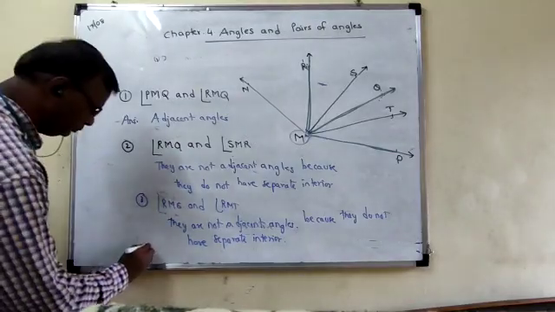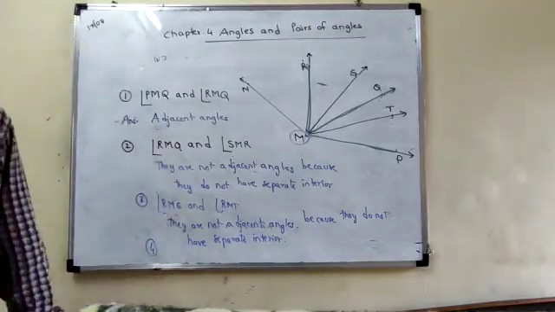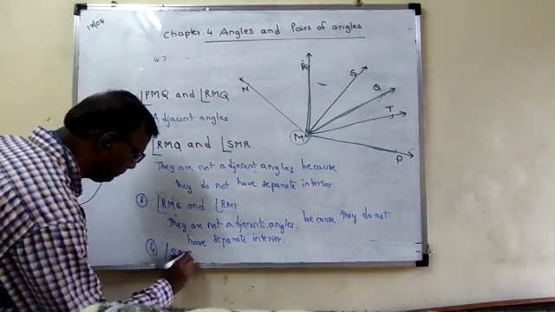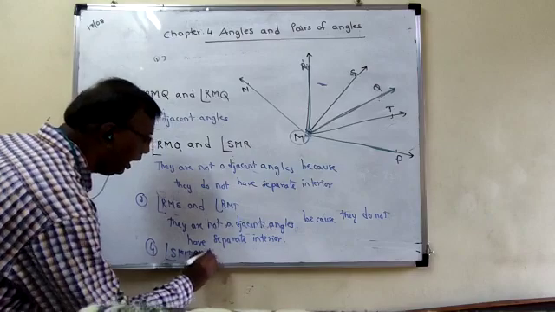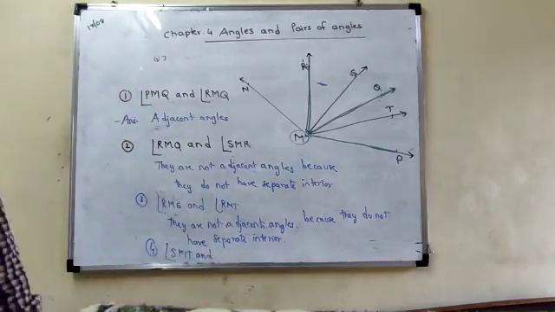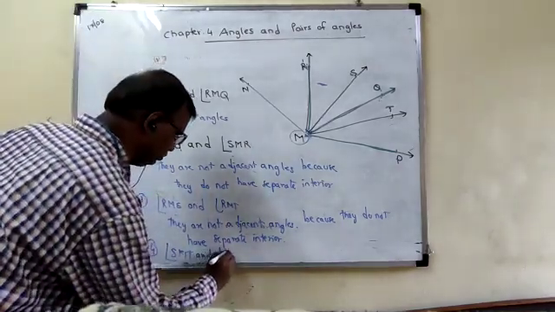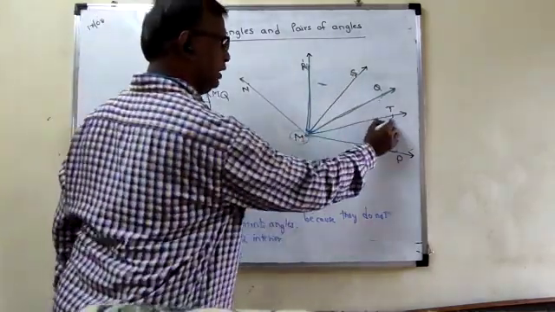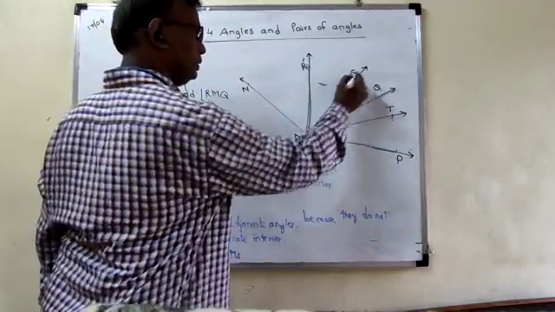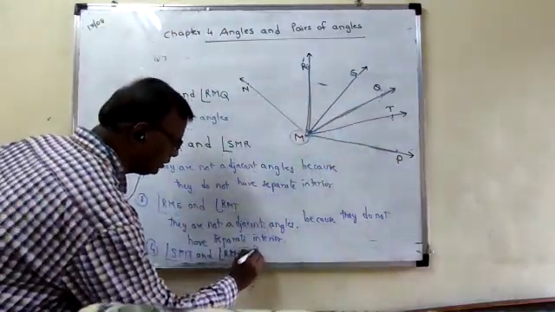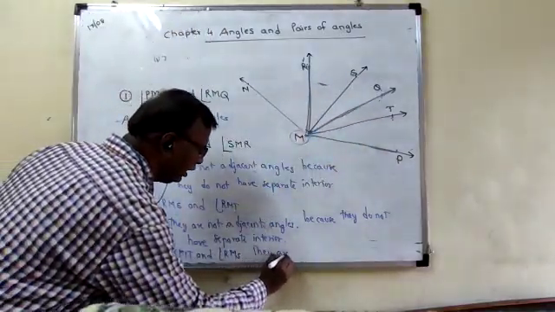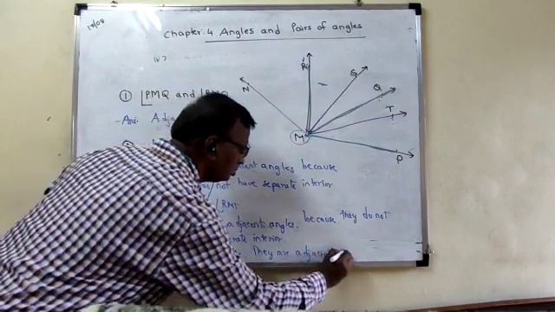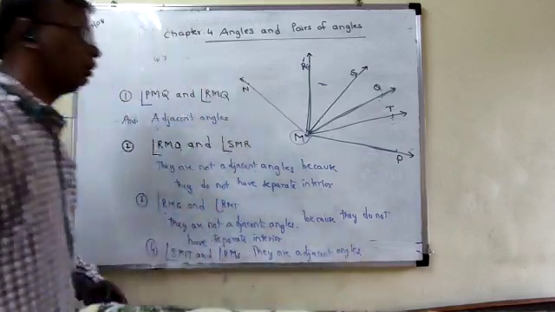Come to the fourth sum. What is the fourth one? SMT and RMS. These are separate. Yes, they are adjacent angles. Done? Any doubt?